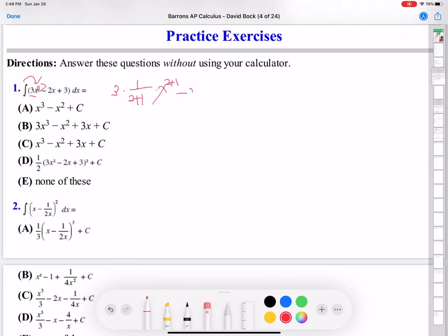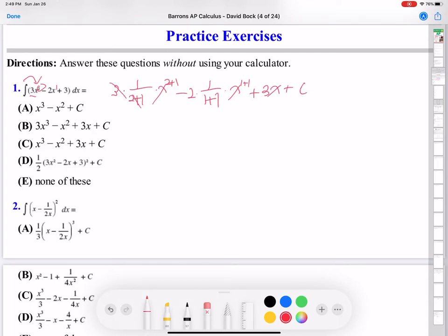And then minus 2 is the coefficient. X means x to the first power, so n is 1. So 1 over n plus 1 times x to the n plus 1. For any number, the integral is that number times x. So 3x, and then plus c.